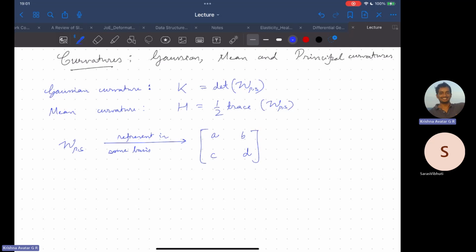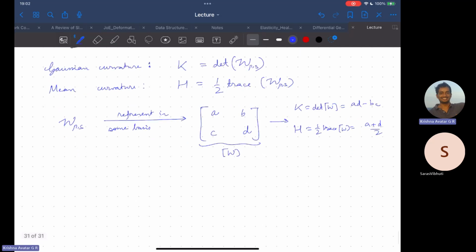Once you have A, B, C, D, then K is the determinant of the matrix, I'll call it omega, W. The determinant of matrix W is nothing but AD minus BC, and mean curvature is half of the trace of W. So this is (A plus D) by 2.